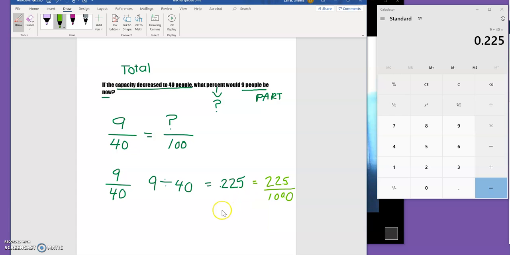Another way to approach this is taking my decimal, and as you can notice, I am just moving it once, twice, so equal to 22.5%.